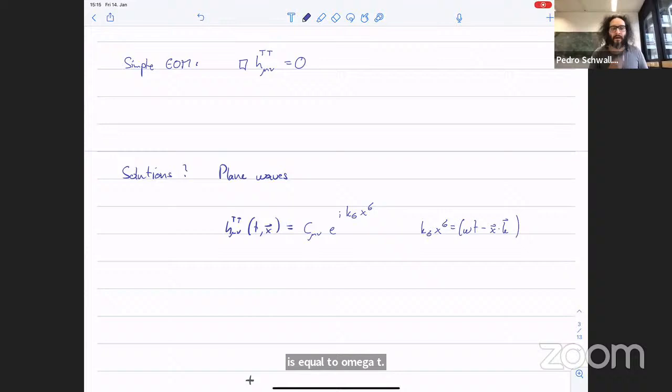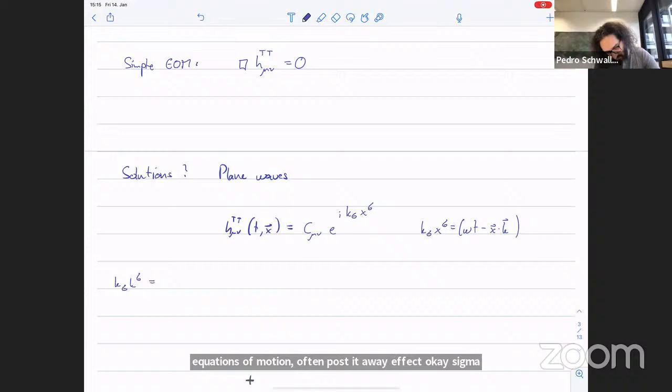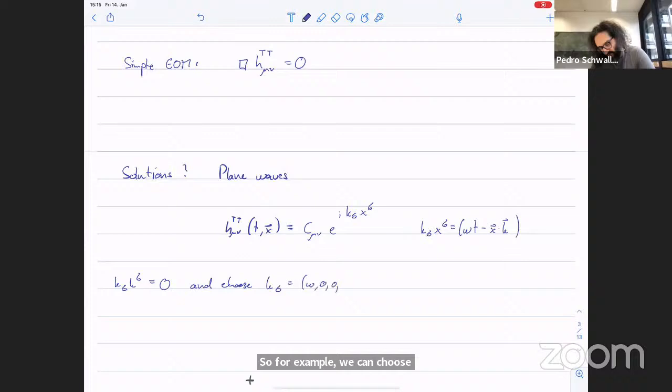And furthermore, in order to actually solve the equations of motion, we have to impose that the wave vector k sigma squared is zero. So this should be a light-like vector, and it should be purely transverse. So for example, we can choose k sigma in the following form. So we can consider a wave propagating in the z direction.